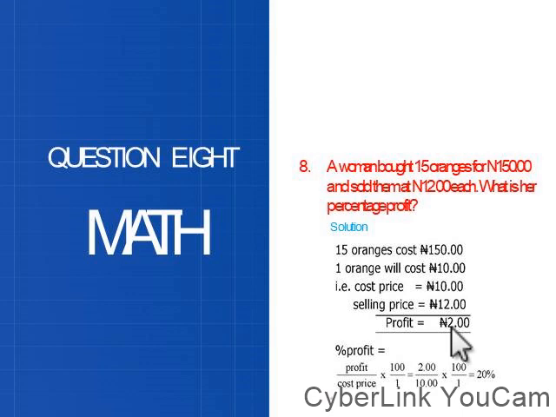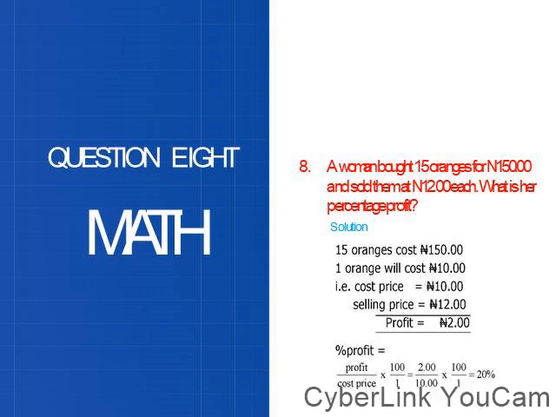Now, percentage profit, which is what we have been asked to find. That is the question in the question. Percentage profit has the formula profit over cost price times 100 over 1. So the profit is 2 naira, the cost price is 10 naira, times 100 over 1.